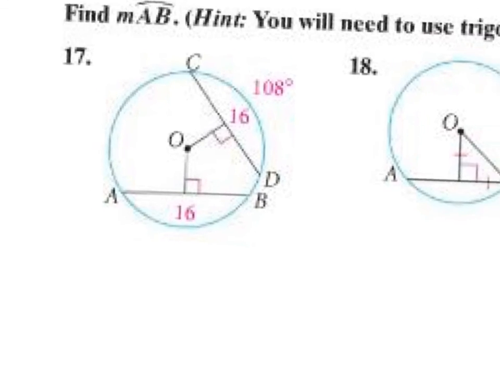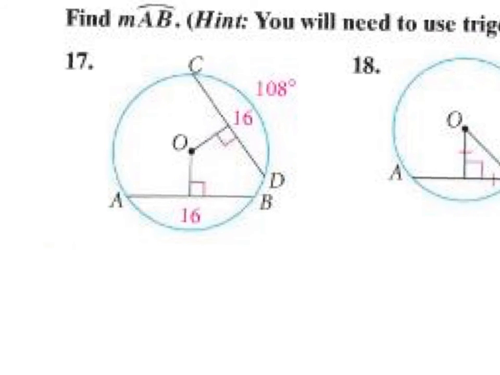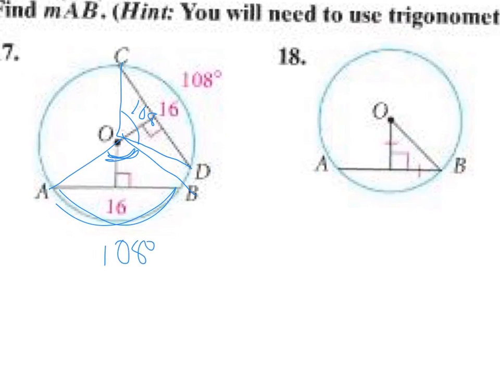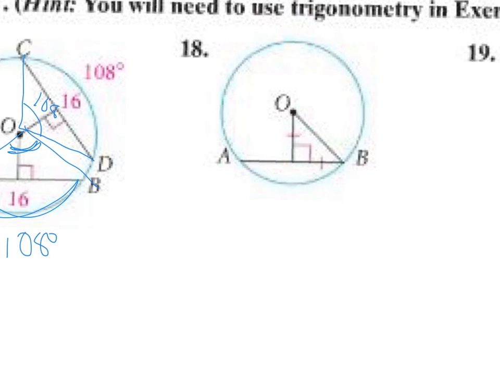Okay, so find the measure of arc AB. So if we draw in this triangle, this arc degree is the same thing as this right here. So this is 108. And I could draw the same thing right here. So this also has to be 108. So this has to be 108 as well. So 17 is 108.